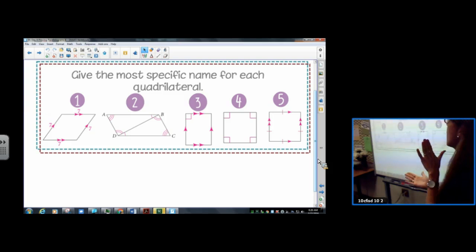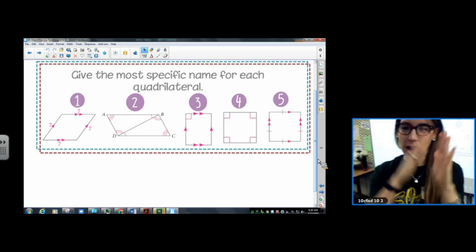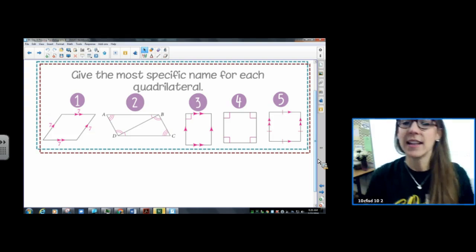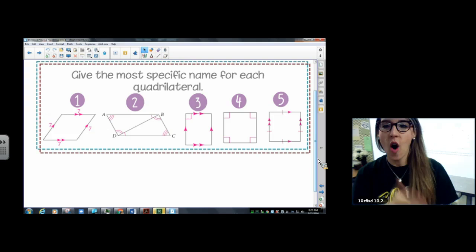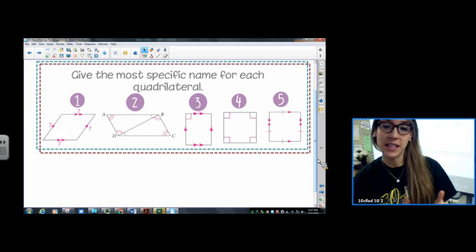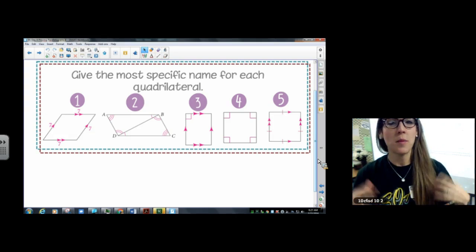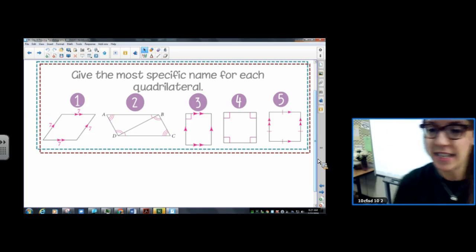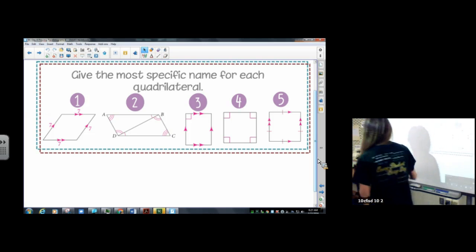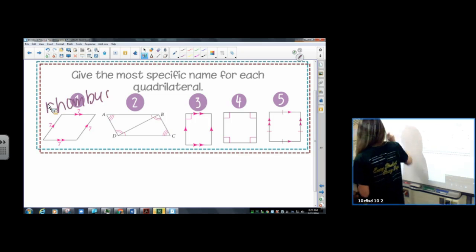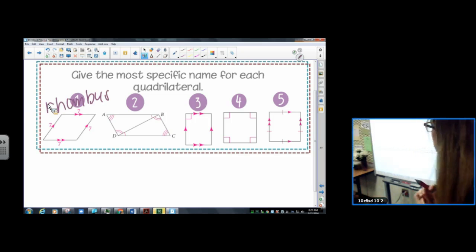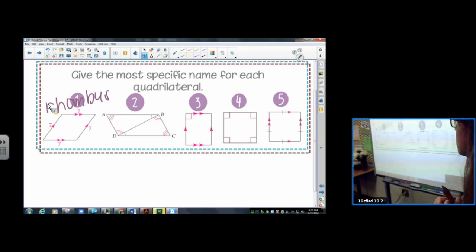Number 1, okay, so we know that opposite sides are parallel. There's our hand sign, and so therefore it's a parallelogram. But then we know there's icing on that cake. All sides are congruent. 7 equals 7 equals 7 equals 7. So a parallelogram with 4 congruent sides is a rhombus.